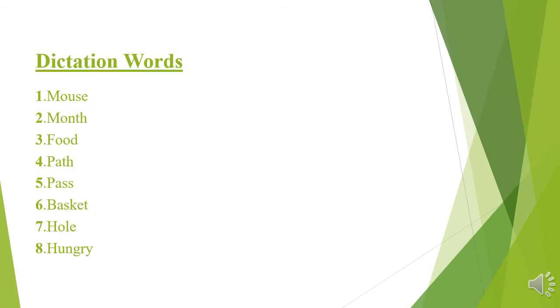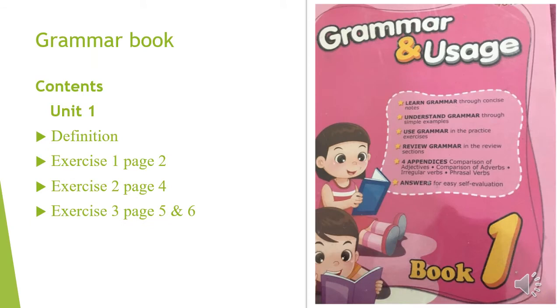Students, here are selected dictation words. You will revise them with the help of your mother. Now open your grammar book, Unit 1. We will revise the topic noun. First of all, I will tell you the definition of noun. Then we will revise exercises 1, 2, and 3 of the book Grammar and Usage.